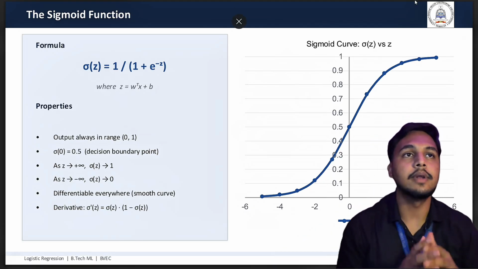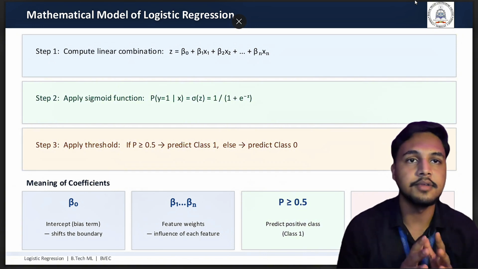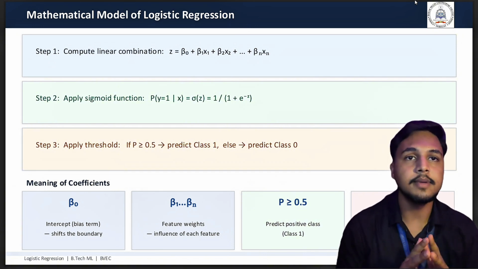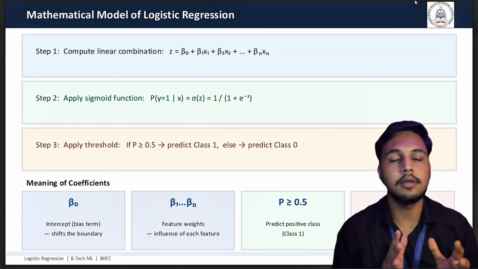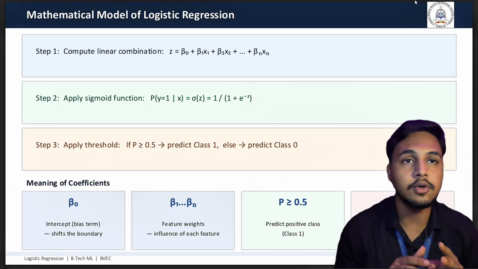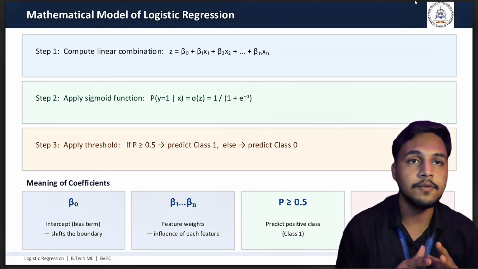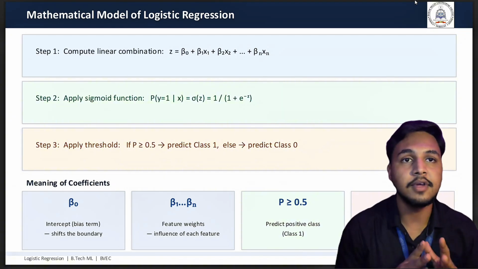Moving forward, now let's understand the mathematical model of logistic regression. There are three most important steps in the mathematical model of logistic regression. Step 1 is compute the linear combination. Step 2, apply the sigmoid function. And step 3, apply the threshold.